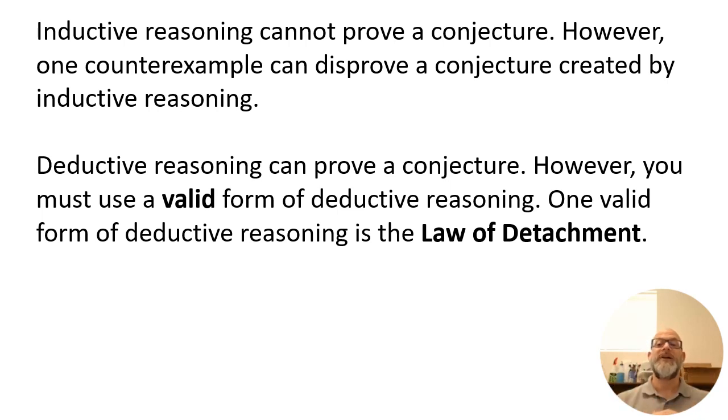Let's step back. Inductive reasoning: bunch of examples, come to a reasonable conclusion. Maybe true, maybe false, hopefully true. Can't prove it's true. Deductive reasoning: you start with some facts or definitions or statements that you know to be true. From there, you can determine other things to be true. That's deductive reasoning, and there are many types. One of the valid forms you're going to learn today is called the law of detachment.